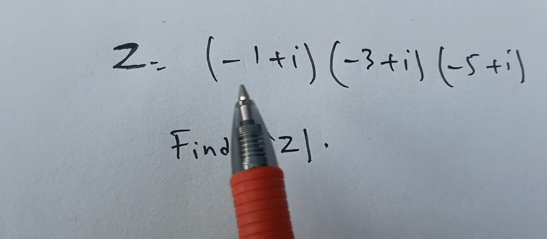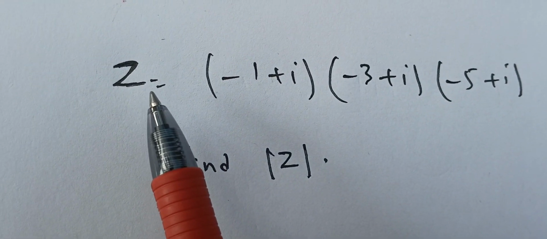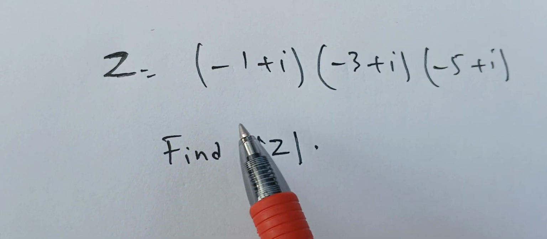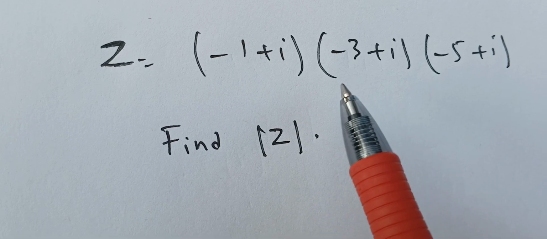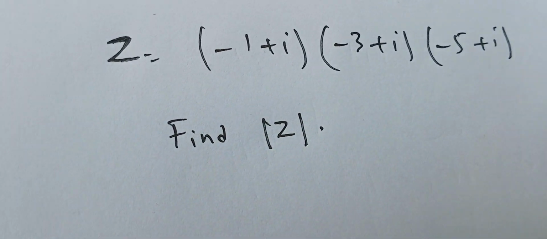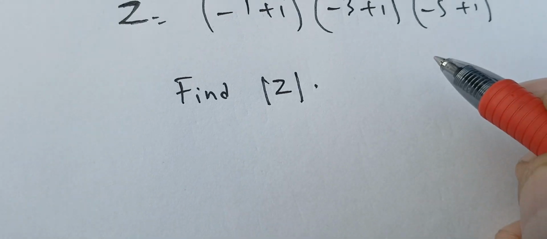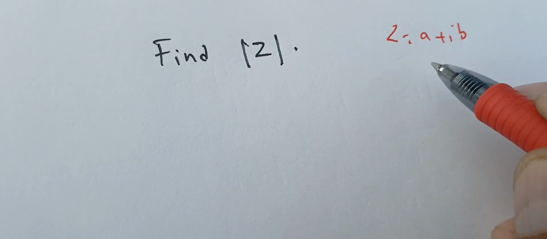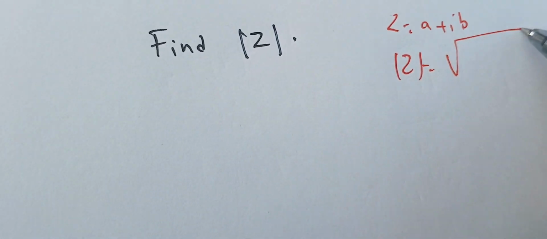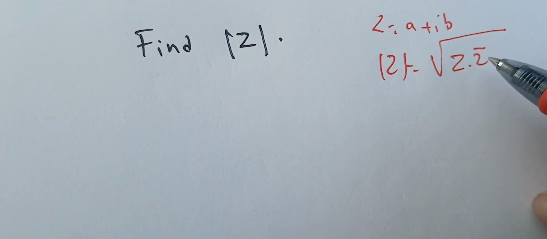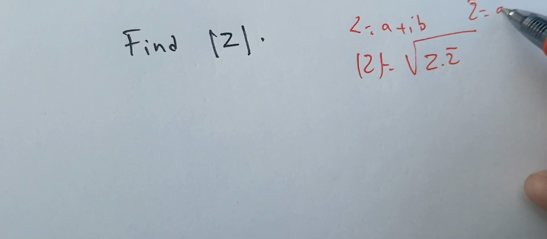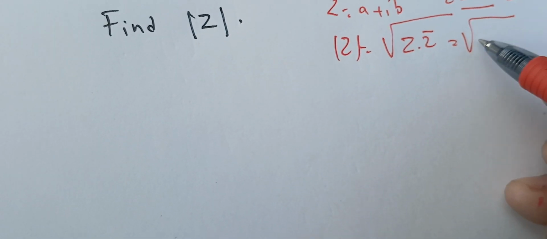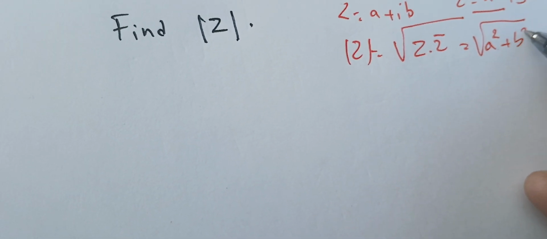Welcome back. In this video, we are given that z is the product of three complex numbers, and we want to find the norm of z. We know that the norm of any complex number z that can be written as a plus ib is the square root of z times z bar, with z bar being the conjugate of z. If we do the algebra, we see that this gives us the square root of a squared plus b squared.